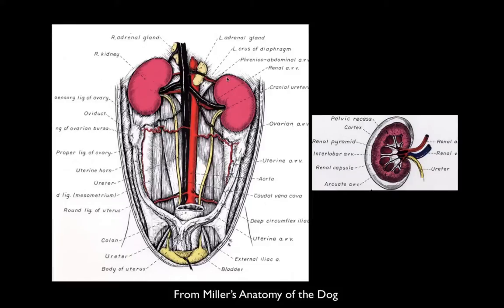The internal architecture of the kidney that can be evaluated on ultrasound includes the cortex, covered by the renal capsule, medulla with the pyramid spaces, the collecting system with the pelvic recesses, and the renal vasculature made of the renal arteries, vein, interlobar, and arcuate vessels.